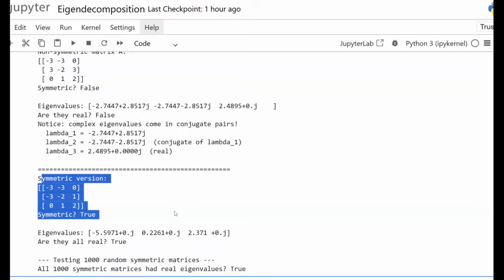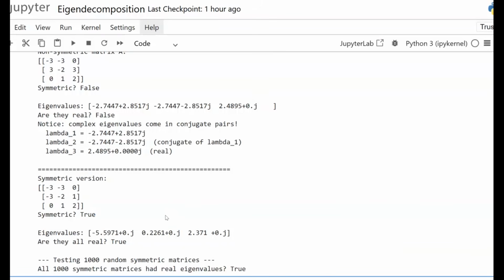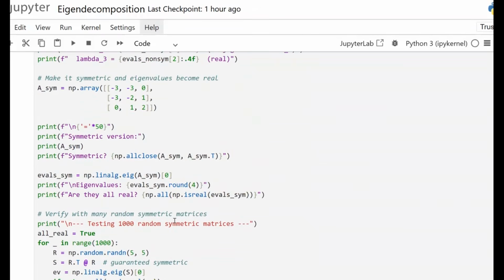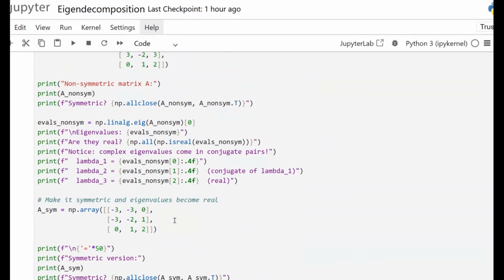And dear friends, kindly observe, here we are going to have the non-symmetric cases. Yes, the transformation can include rotation and shear, and this can produce complex eigenvalues. And yes, dear friends, with symmetric cases, the transformation is pure scaling along orthogonal directions, no rotational component, and hence eigenvalues remain real. So this exact code demonstrates that non-symmetric matrices produce complex eigenvalues.